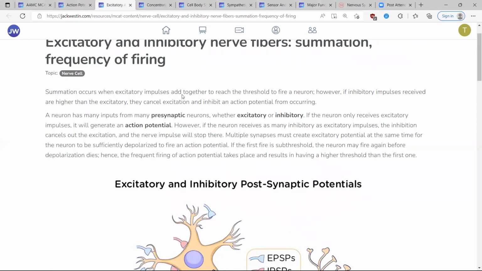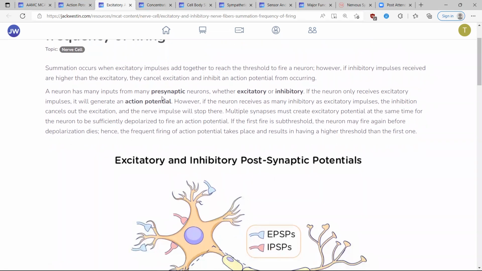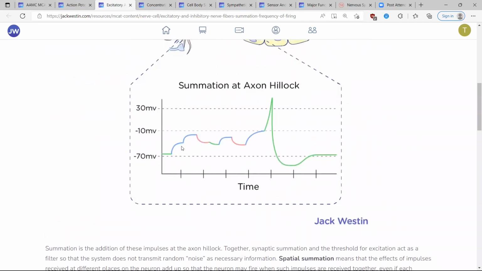Summation is when the excitatory impulses add up enough to reach the threshold. But if you get inhibitory impulses and they outweigh the excitatory, then it will cancel it and inhibit the action potential. So the neuron is getting many inputs from presynaptic neurons, excitatory or inhibitory. And if it only receives excitatory impulses, it will generate an action potential. So this is pretty cool. This is showing you in real time the neuron's decision-making process.